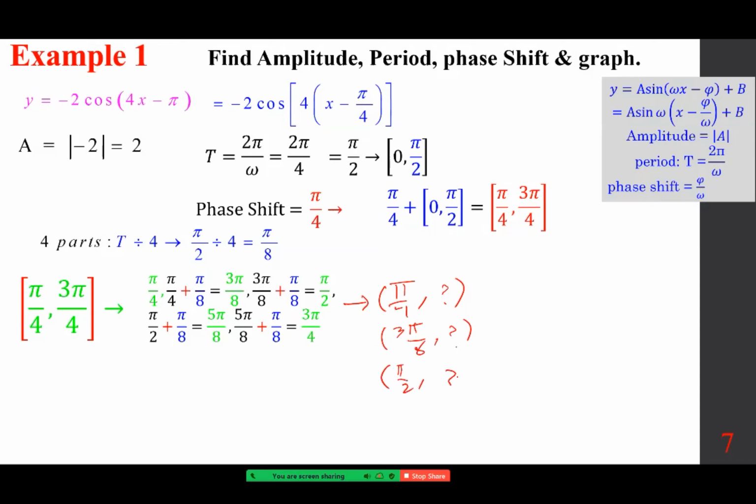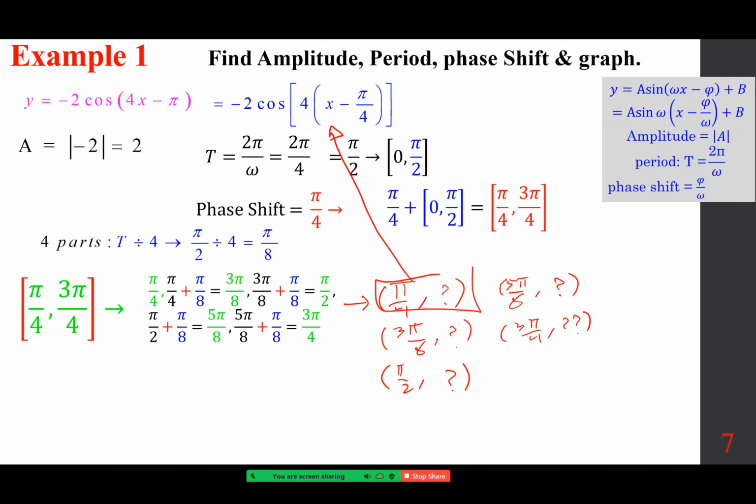Pi over 2, look at the green ones, 5 pi over 8, and 3 pi over 4. So those are what we are looking for. Just a simple example. Let's go with the first one. And we plug it in.